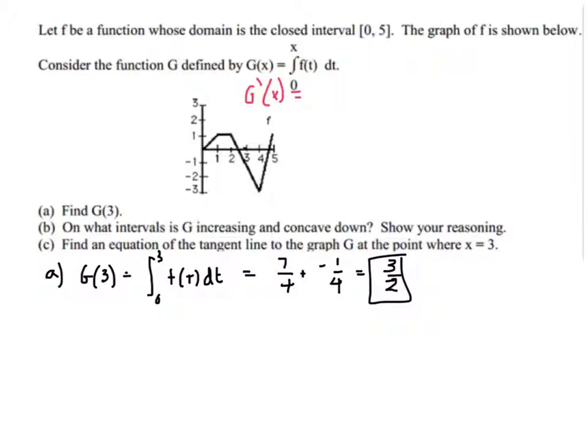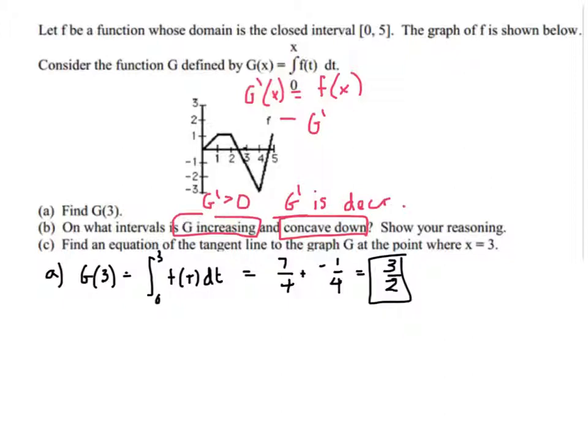So now I take the derivative of g, I get g prime. If I take the derivative of this, the derivative of the integral is just the function, f of x. So here I've been told I've got the graph of f, but really I have the derivative of g. So when is g increasing? Well, use derivatives. This is when g prime is greater than 0. When is g concave down? You could either say it's when g double prime is negative or when g prime is decreasing.